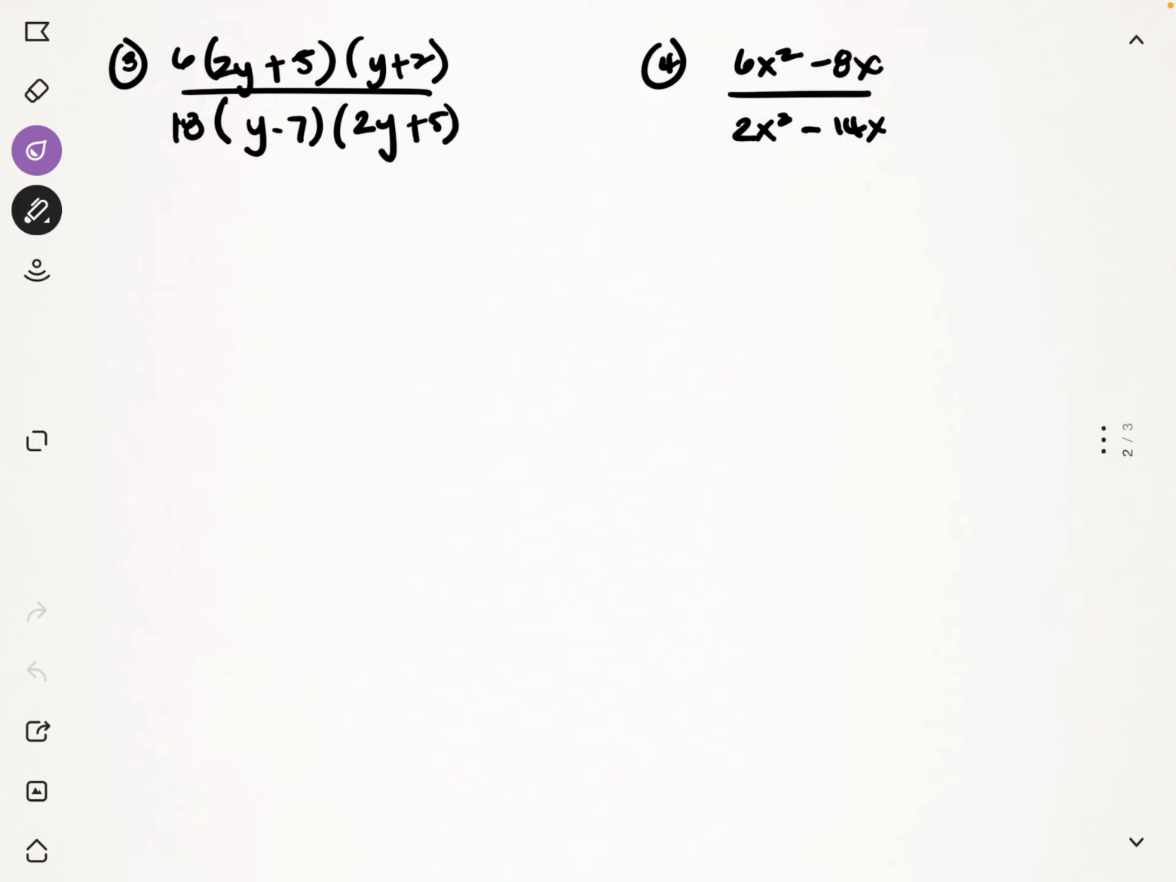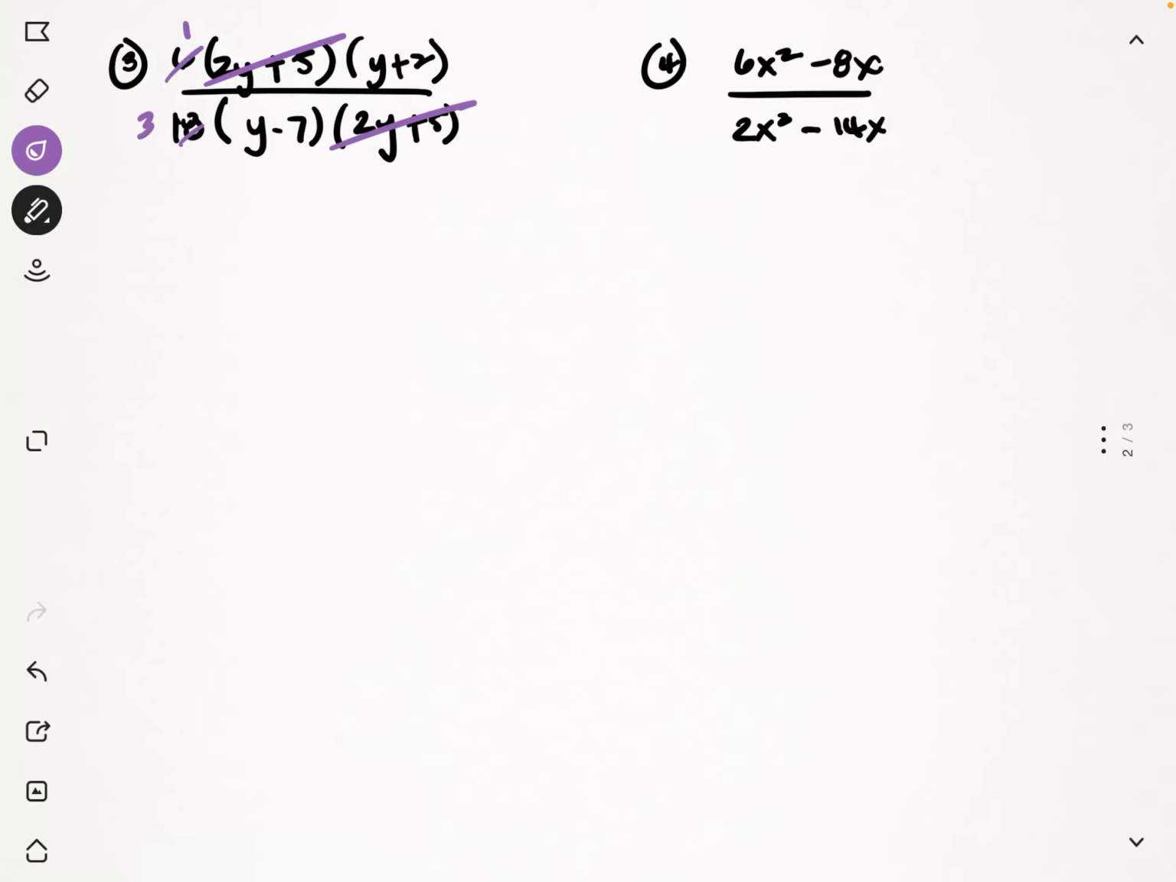6 times (2x plus 5) times (x plus 2y plus 5) times (y plus 2), divided by 18 times (y minus 7) times (2y plus 5). Notice here that we don't have to factor because it's already factored, which is nice. We have 2x plus 5 and 2y plus 5 in the numerator and denominator, right? So we can cancel those. We can also simplify 6 and 18. These are both divisible by 6. If we divide 6 by 6, we get 1. 18 divided by 6 is 3.